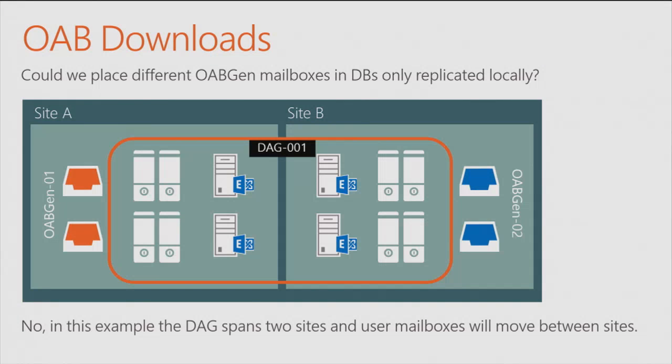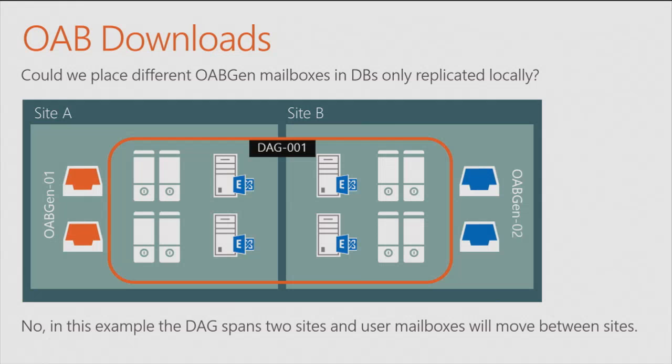You can see where I'm going with this, right? I'm running out of my primary site on Monday. Things are good. And then all of a sudden on Tuesday, we do a switchover test, and all my users hit the different generation mailbox and start downloading the offline address book all over again.